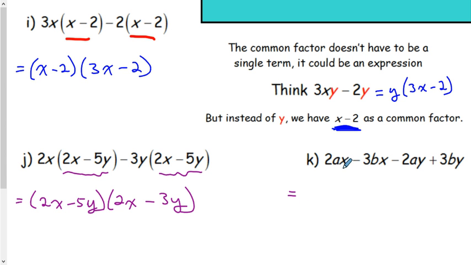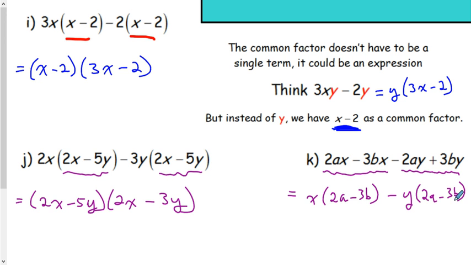I noticed that my first two terms both have an x that I could factor out. And my second two terms both have a y that I could factor out. So let's do that. Let's take an x out of my first one, and I'm left with 2a minus 3b. Let's factor a y out of my second one, and I'm left with 2a minus 3b. Aha! The 2a minus 3b is now a common factor. I can factor it out of my first thing and my second thing. So let's pull out, divide out a 2a minus 3b.